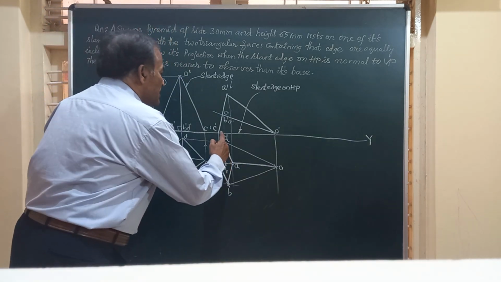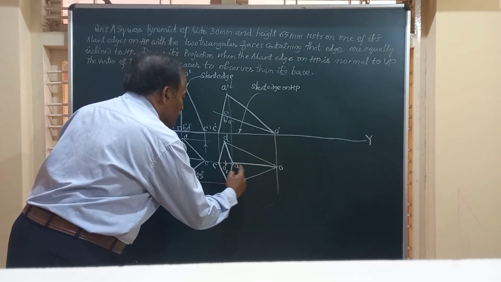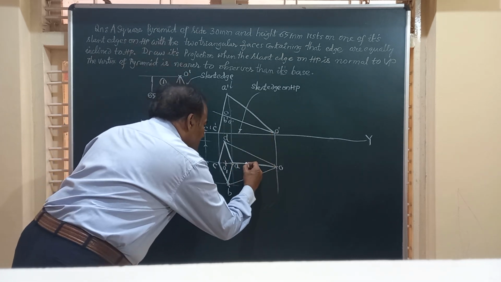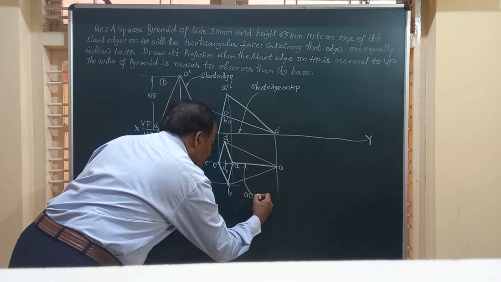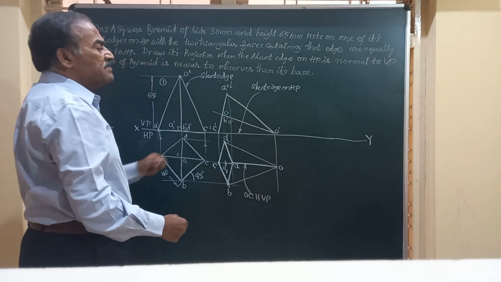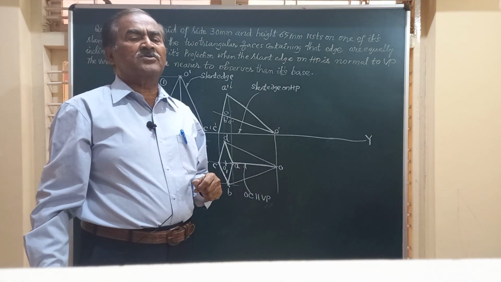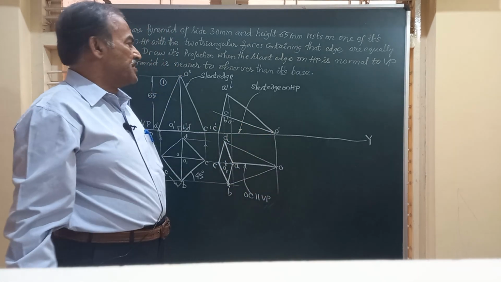Friends, the slant edge OC is on XY. That OC is again here. The slant edge, I will say OC, is parallel to VP, because any line below the XY parallel to it is parallel to XY, and here it is parallel to HP.